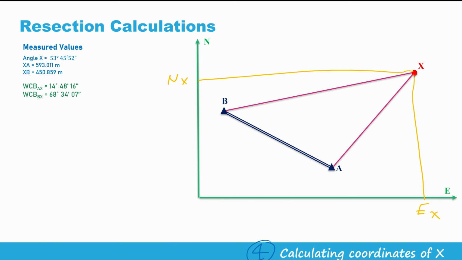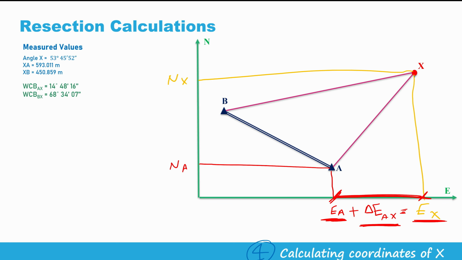For example, if we take station A, this is easting of A, which is known, and northing of A, which is known, of course. Now from here you can tell that easting of X is easting of A plus this distance between them, which is called delta E between A and X. So easting of X is easting of A, which is known, plus delta E, the change in easting between A and X, this distance. And this is what we are going to calculate now.